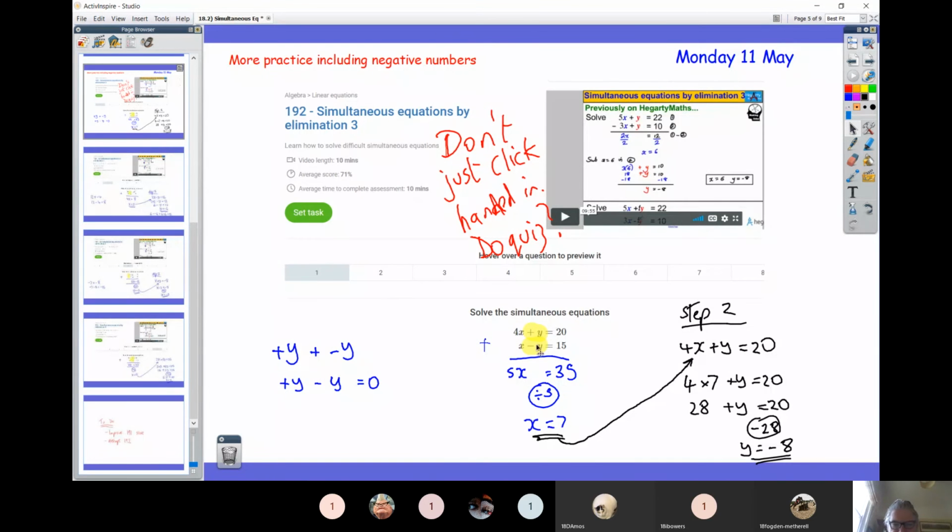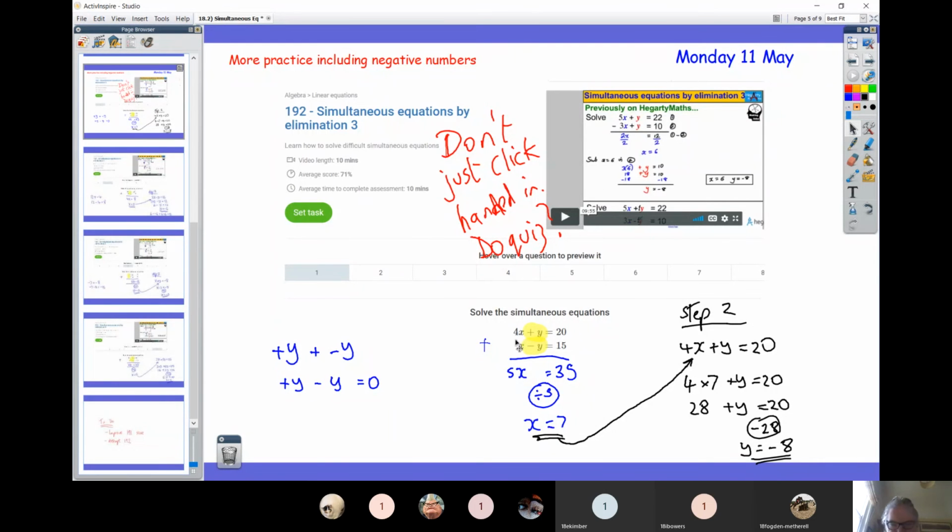So our thought process: it is the y's that are lined up. We've got a single y in both of these, not the x's, because we've got a 4x and an x. So our focus is to eliminate the y's. Now, because they've got different signs, our decision is to add these equations together, because y added together with minus y equals 0. So the first step is to make sure you understand why the decision was to add these equations together.